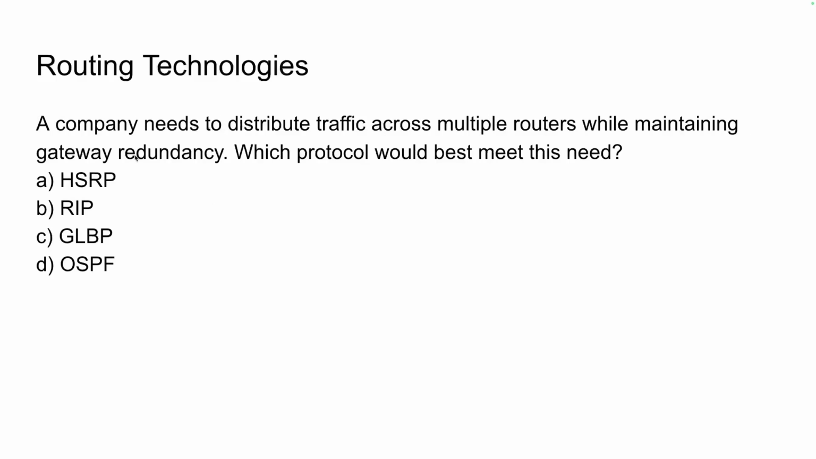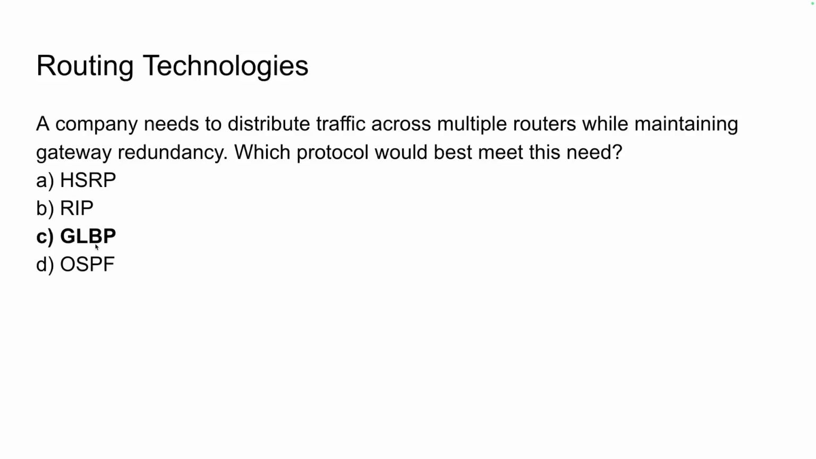Very good. A company needs to distribute traffic across multiple routers while maintaining gateway redundancy. Which protocol would best meet this need? So a company needs to distribute traffic across multiple routers while maintaining gateway redundancy. Let's see. It's not the open shortest path first. I want to say it's HSRP. I'm going to say HSRP. Let's see if that's the right answer.